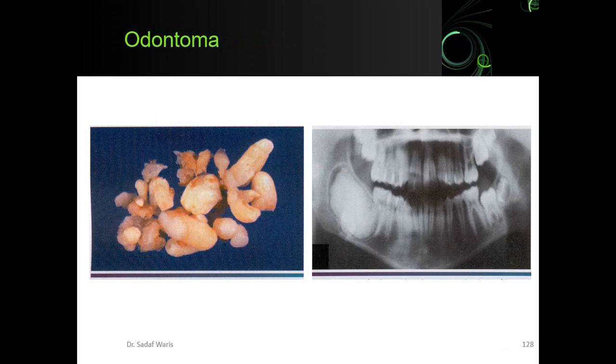So this is the picture in this slide. On the left side, there are solid, small gray-white structures. However, on the right side of the same slide, there is an OPG which shows a large radiopaque mass in the posterior mandibular region, surrounded by a properly corticated border.